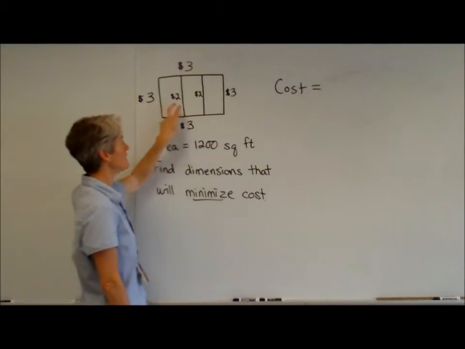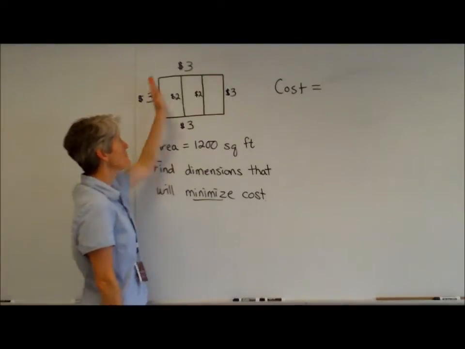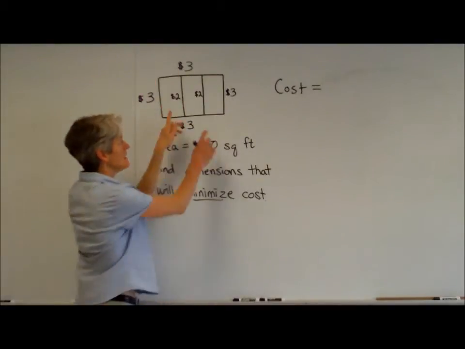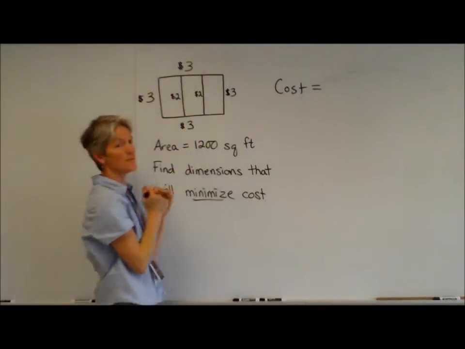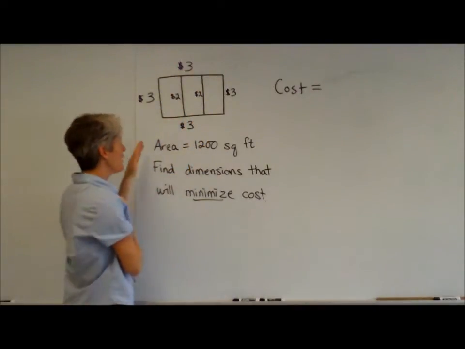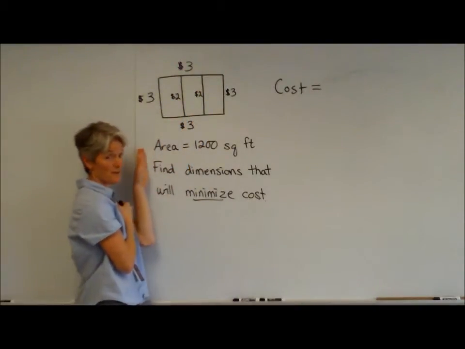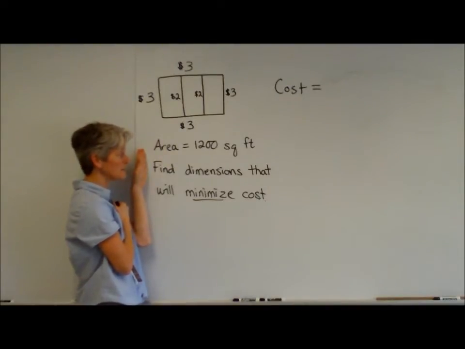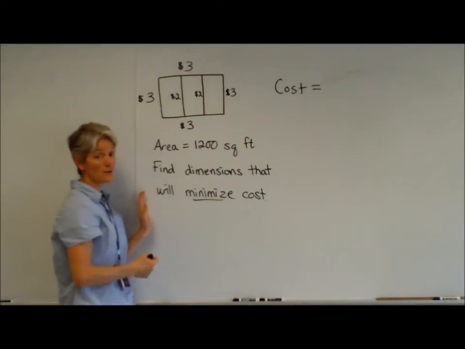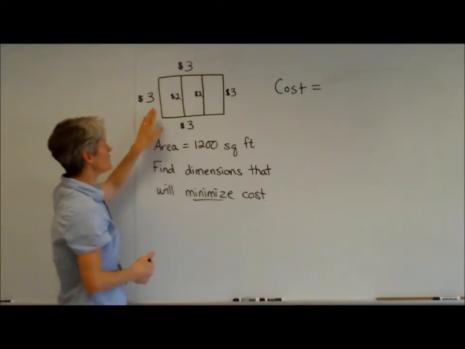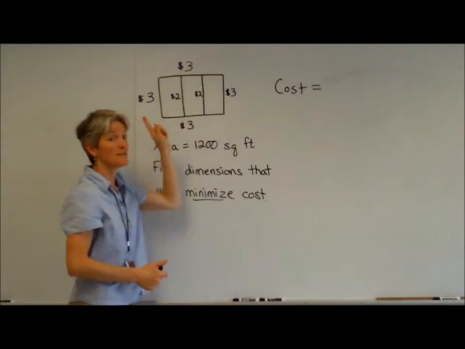Chicken coop, 3 types of chickens, and I'm fencing these chickens in. I want to keep the 3 types of chickens separate, and I'm protecting them from fox. I know I have 1,200 square feet of area, and I want to find the dimensions of this chicken coop that will minimize cost.